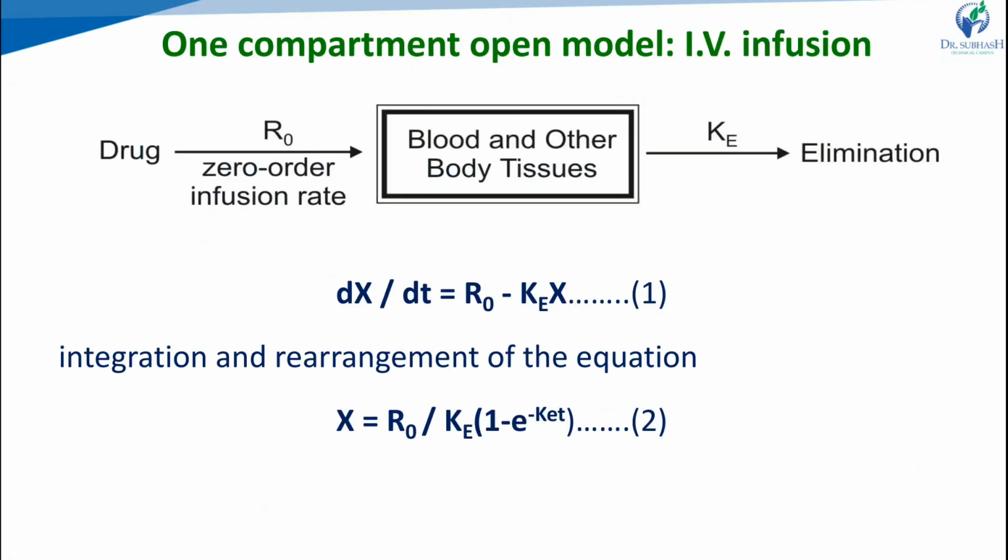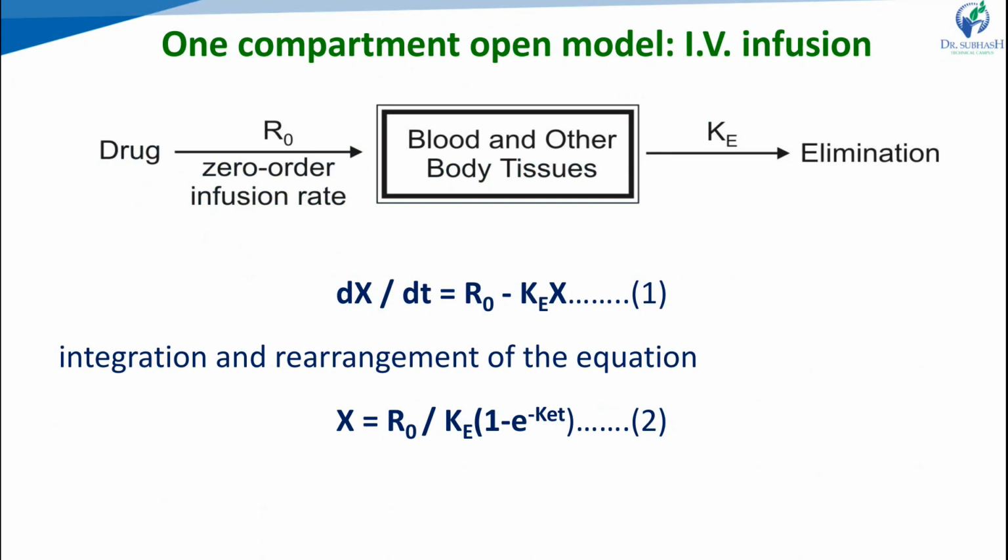So this is the one compartment open model IV bolus. The next one is the one compartment open model IV infusion. For the IV bolus, there is rapid distribution directly into the systemic circulation, so we cannot consider the absorption process as it is negligible. We go directly to the rate of elimination, depending only on the elimination phase.